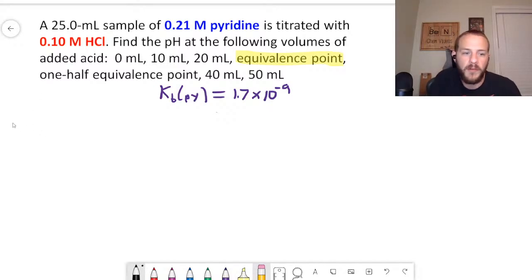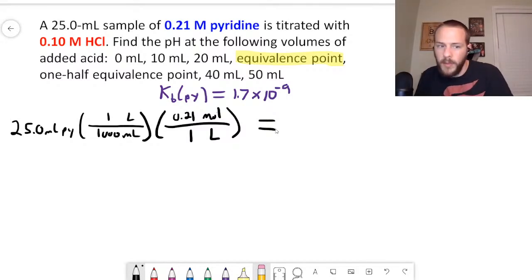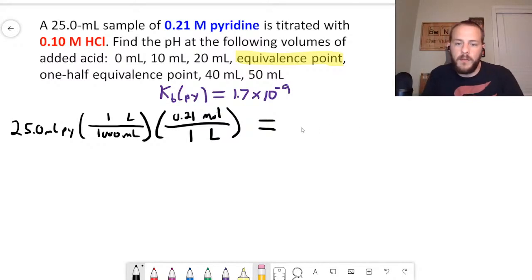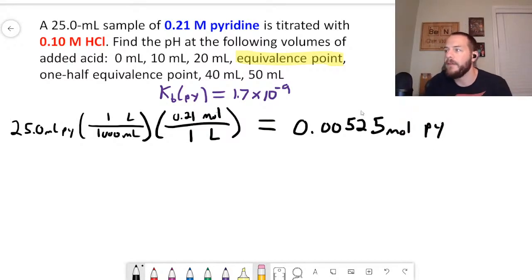So we have 25.0 milliliters of pyridine. Convert that to liters: 1,000 milliliters on the bottom, 1 liter on top. And then what are we going to do? Convert that into moles using molarity, liters, moles. So we have 0.21 moles per liter. Bear with me while I bang this calculation out real quick. I got 5.25 times 10 to the minus 3. I'm going to put this in standard notation, 0.00525. That is how many moles of pyridine that we have, right?